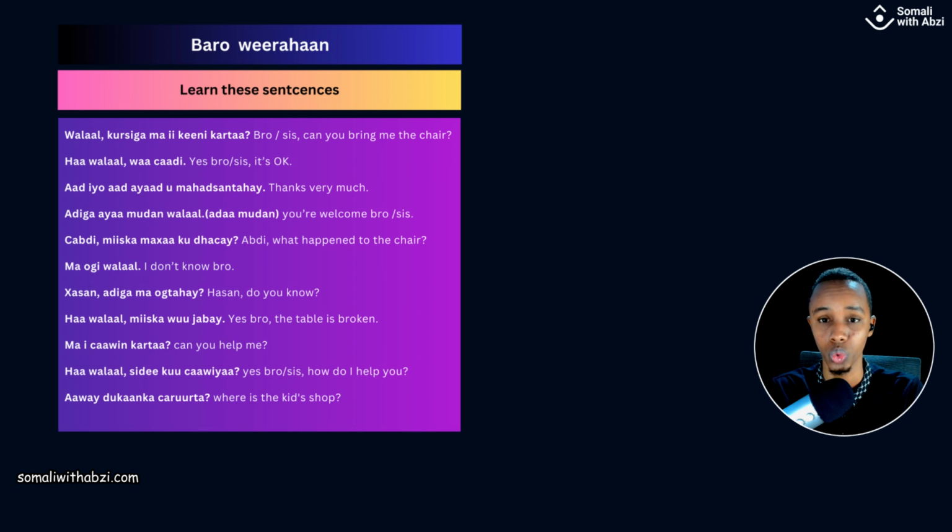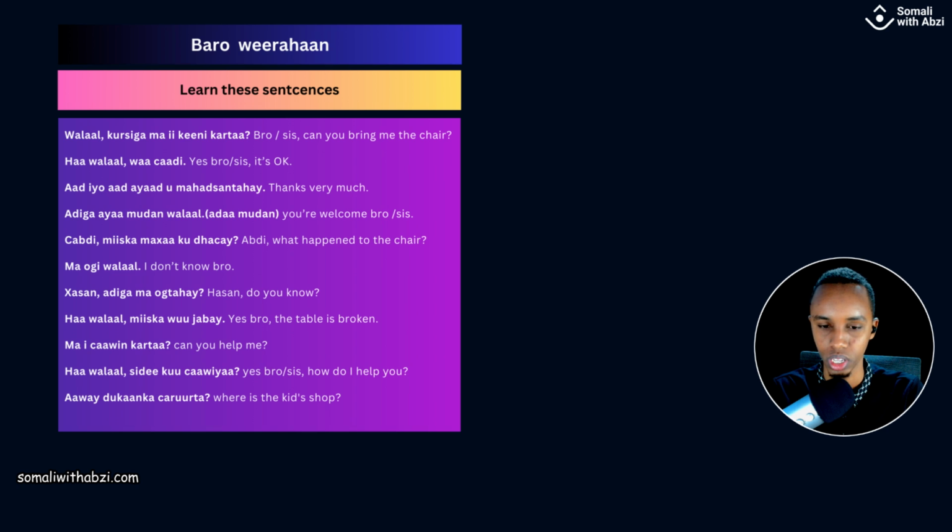If I'm going to ask you a question like, do you know? I'm going to say, "ma og tahay". "Og tahay". "Ma og tahay". Because "tahay" is always you, like "se tahay", "ma fiican tahay". Yeah? So, do you know should be "ma og tahay". "Ma og tahay walaal". Do you know, brother? Or do you know, sister? Like that. I don't know, "ma ogi".